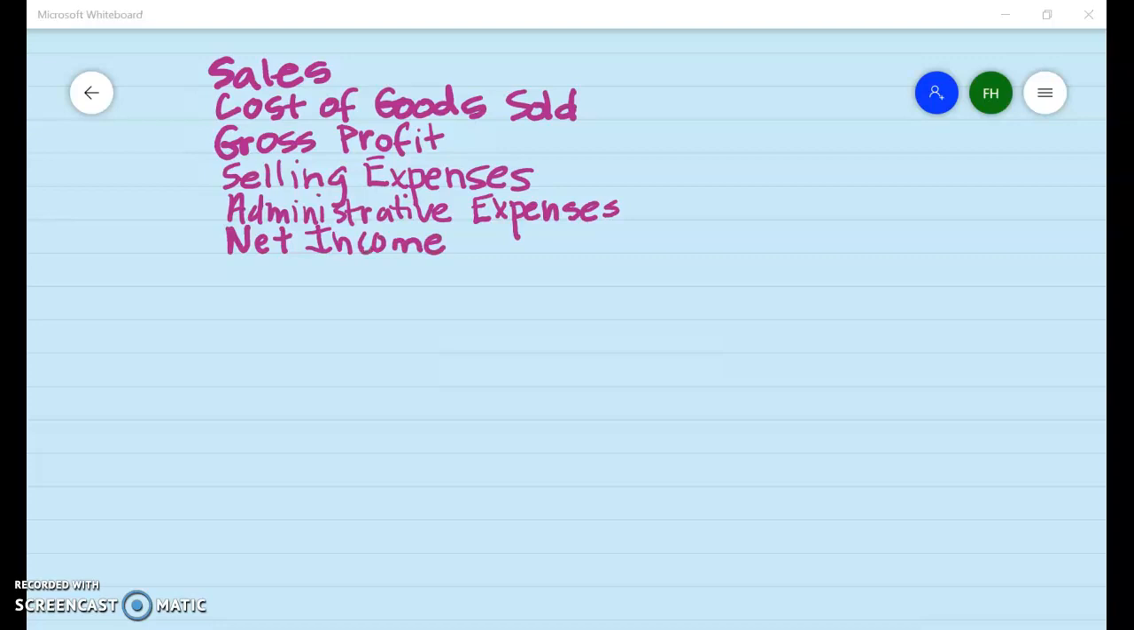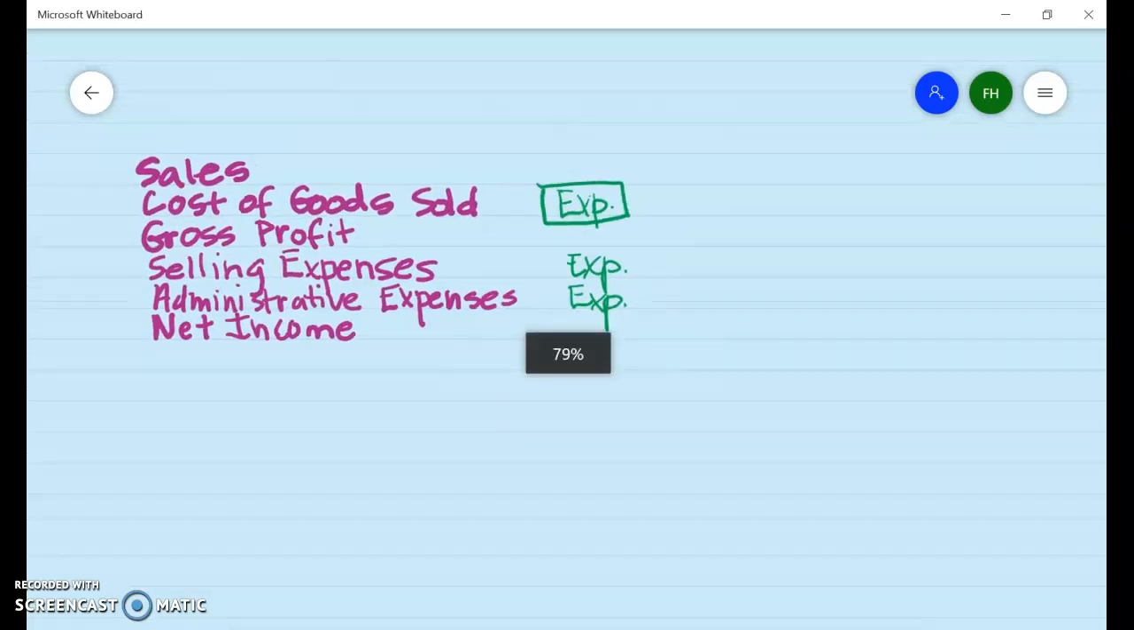So which of these accounts are our expenses? Well, our selling expenses are expenses, our administrative expenses are expenses, but also our cost of goods sold are expenses. But we list it out separately up here. Why? Because it is such an important expense. Because it tells us what our profit was just by marking up our goods or whatever it was we just sold.